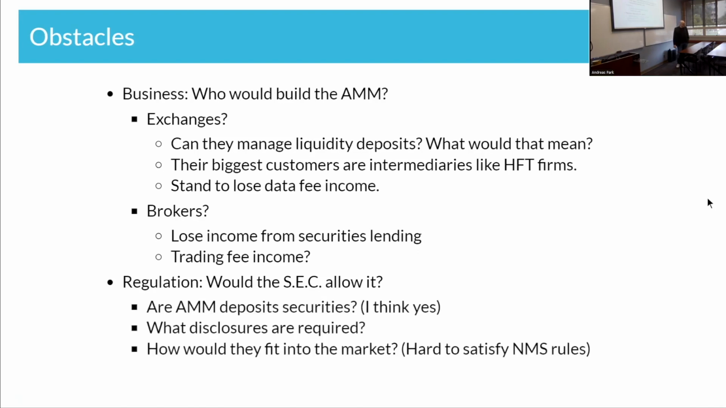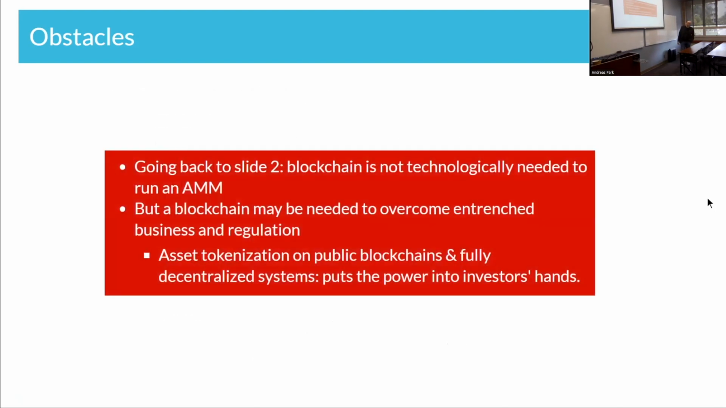Would the SEC allow it? I doubt it, right? Because the first thing they're going to say is, well, you make an AMM deposit, that's a security. So then every day you have to make a new prospectus. From a regulatory perspective, this is just not possible to do. It's not clear what disclosures you have to make and all that. And then it's also hard to fit this into the current market regulation. So these are all the downsides here. Now, I hope, however, if my numbers make sense to you, that this makes sense to do. It actually would be a net benefit for markets as a whole.